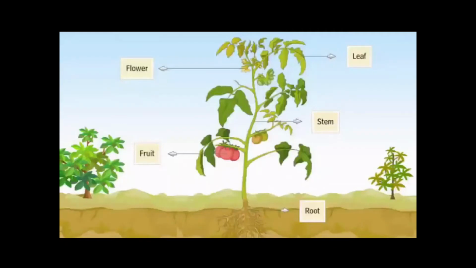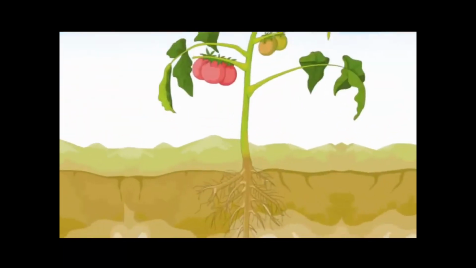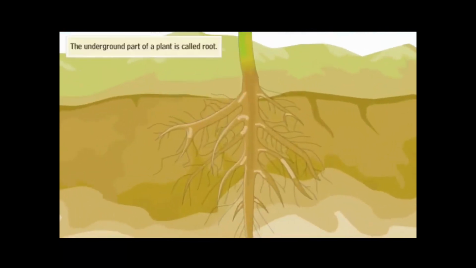Let's take a detailed look at the functions of roots, stems, and leaves. Let's begin with the roots. The roots of a plant usually grow under the ground. The root anchors the plant firmly in the soil.